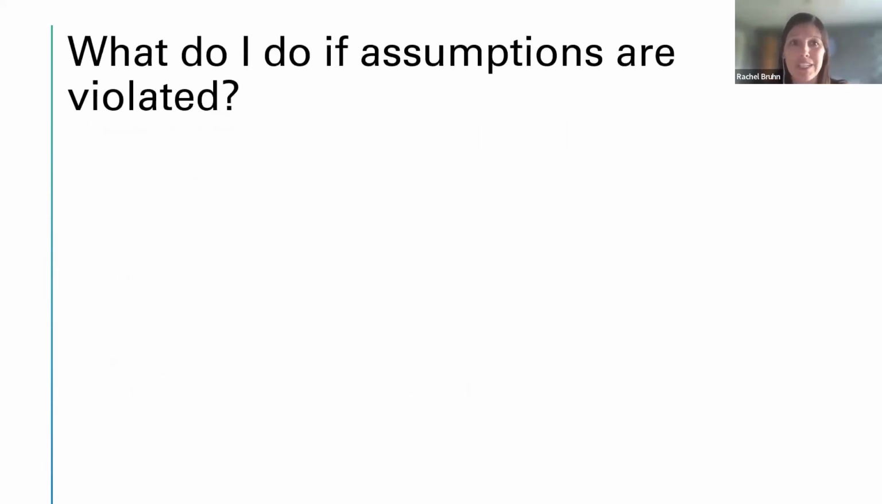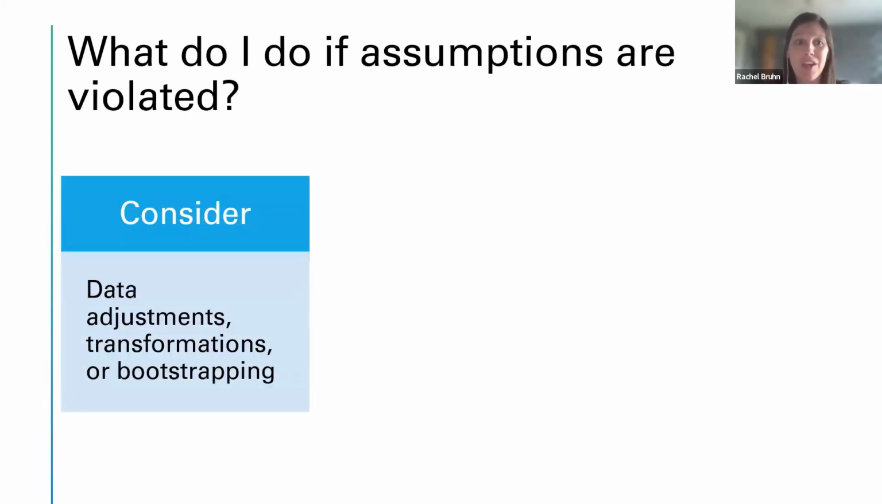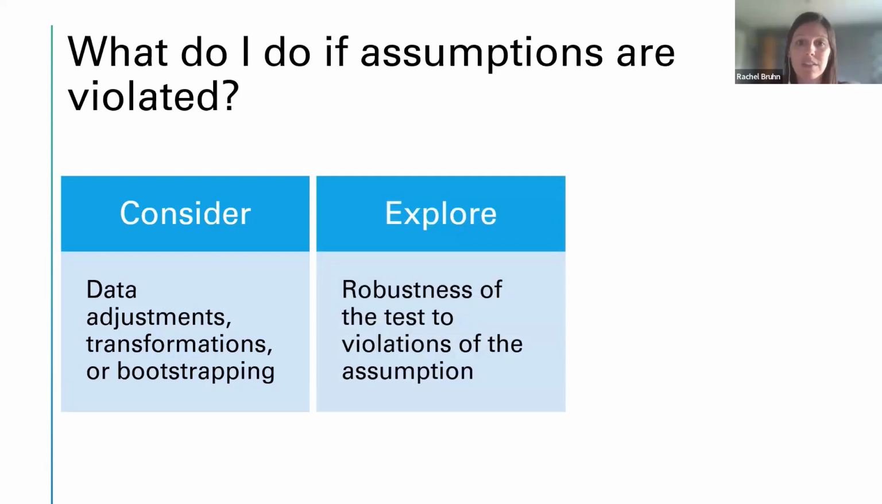So a common question is, well, what do I do if these assumptions are violated? Well, you could consider adjusting your data, maybe doing a transformation or bootstrapping and seeing if that helps to fix that violation of the assumptions. You could do some research and see how robust this test is to violations of the assumption. I'm going to talk about that a little bit more when we get into the data, because you'll see that the data that I'm going to use does overtly violate some of these assumptions.